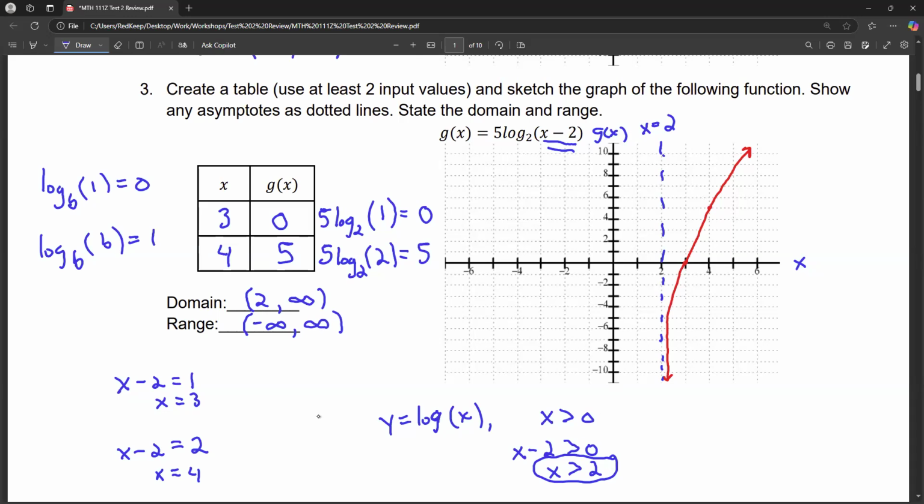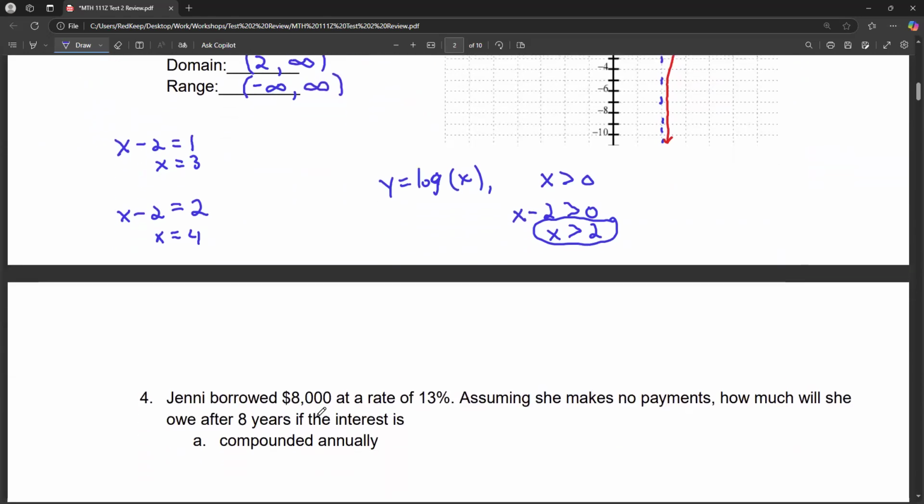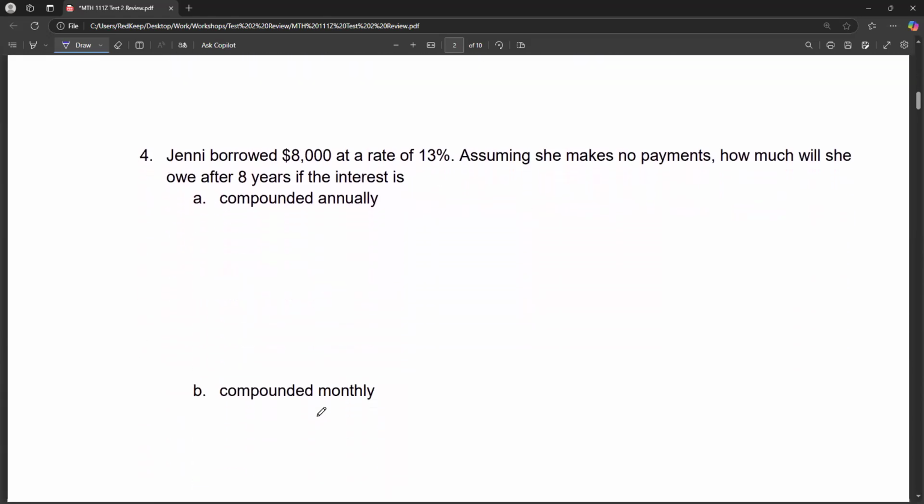Okay, and so I think we got everything here. Let's go ahead and move on to question 4. Question 4 is talking about some interest, money borrowed, and it's at a rate given. So right away, I think for this one, we are going to use this equation. A of t is equal to P times (1 plus r over n) to the n times t.